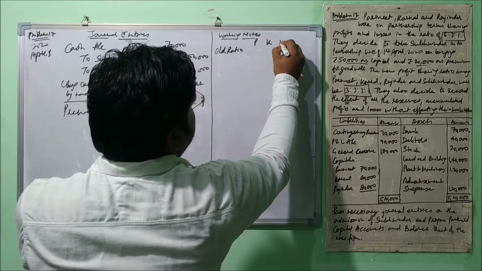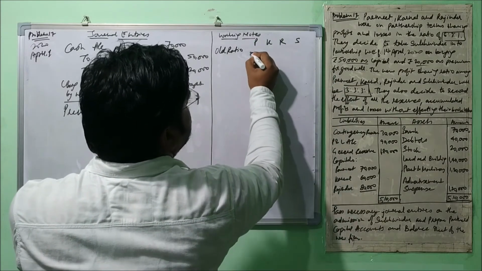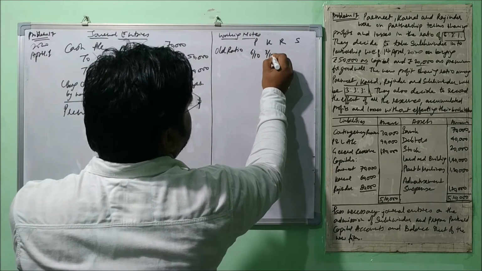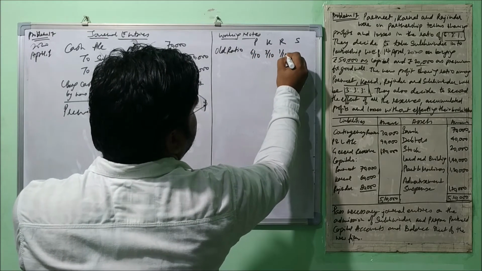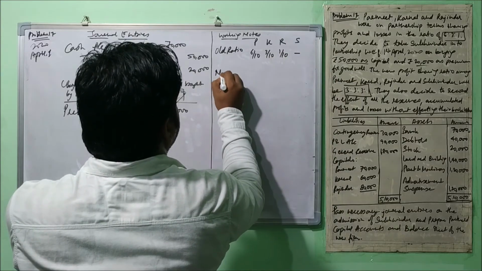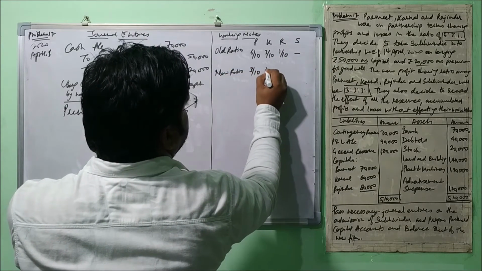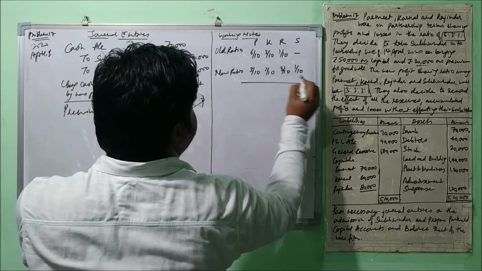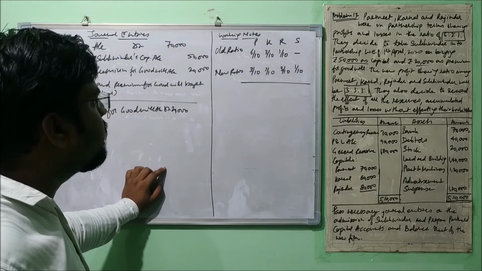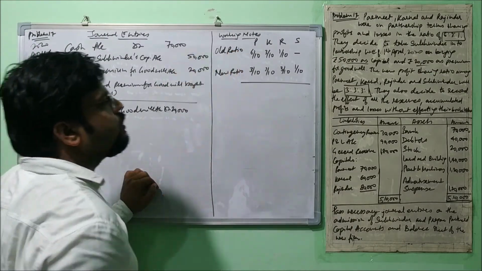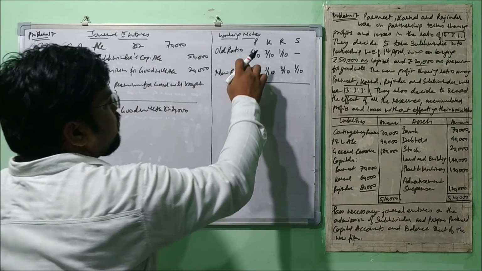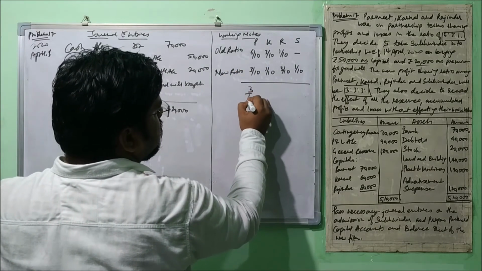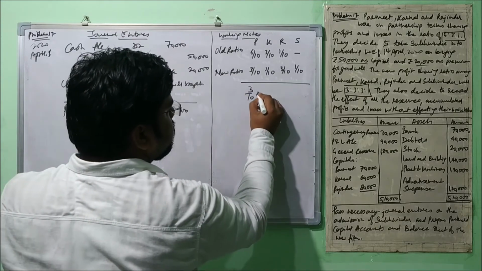Parmeet, Karnal, Rajendra and Sukhwinder. So Parmeet earlier was getting 6/10, Karnal was getting 3/10 and Rajendra was getting 1/10 and Sukhwinder was not getting anything. New ratio 3/10, 3/10, 3/10 and 1/10. Right? We just mentioned the old ratio as well as the new ratio. So Parmeet earlier was getting 6/10 and now he is getting 3/10. It means he has sacrificed 3/10.